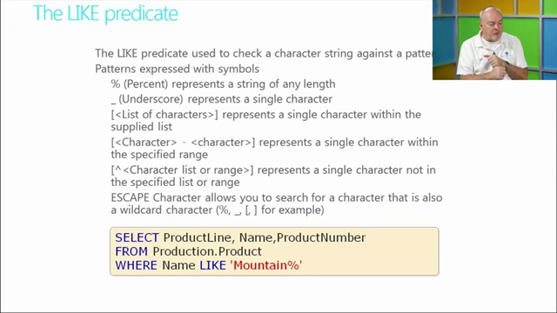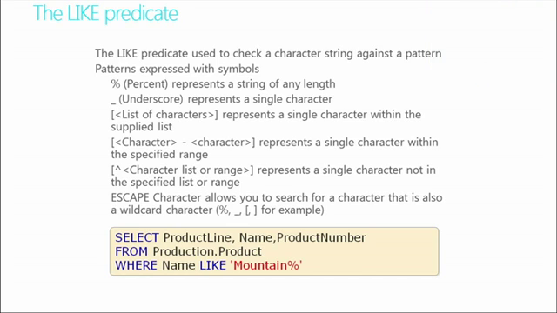And there's an example down below where we're returning the product line name and product number from the product table, where name LIKE 'mountain%'. So anything to the right of mountain, because you might have mountain bikes, you might have mountain lions out there, and this will return anything that contains the word mountain and any number of characters to the right of it. So it gives us some flexibility when we're performing these select statements.